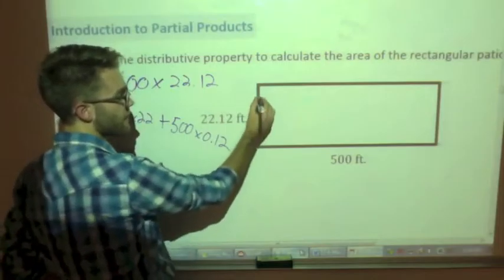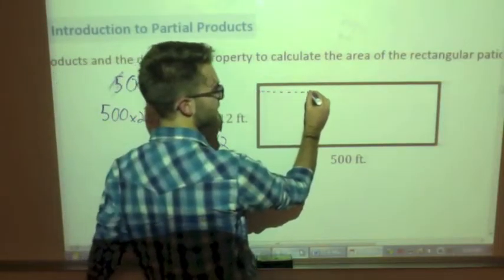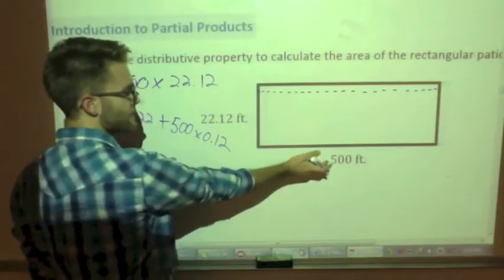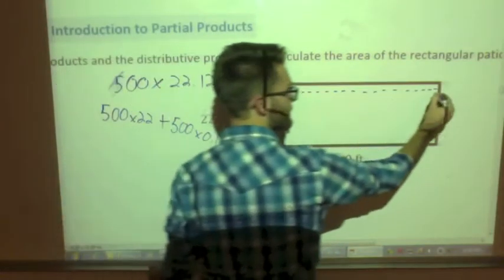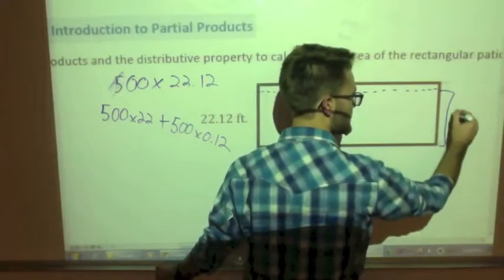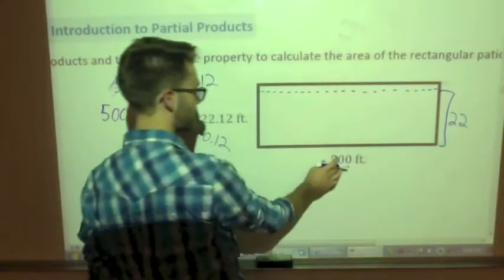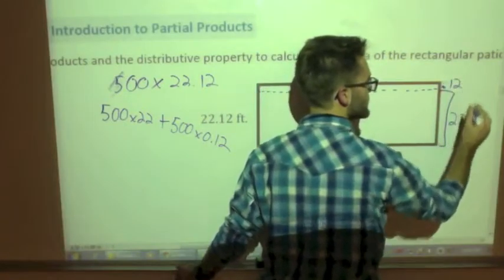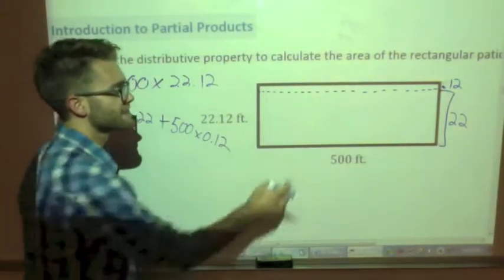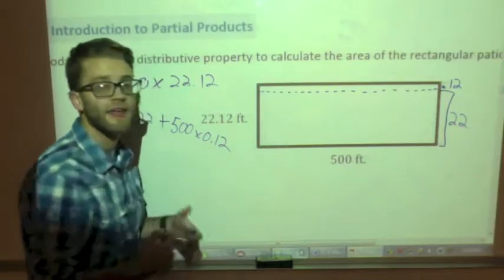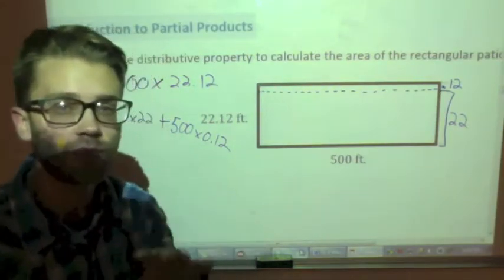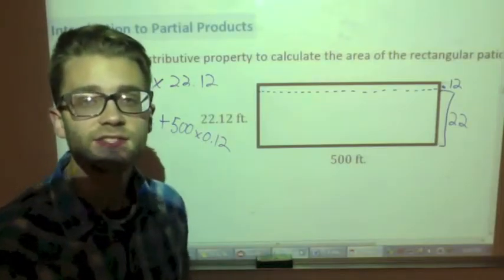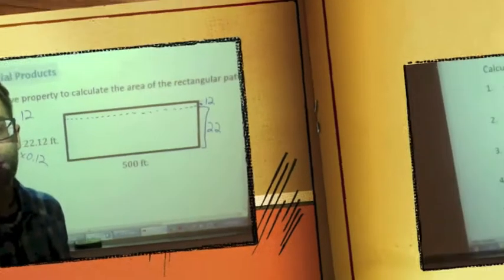So we're imagining something like this, where we split this, so now it's 500 by 22 feet, and also 500 by 0.12 feet. And so that's how this works. It's like you're calculating one area and then the other. We're not going to solve this one. Just go ahead and turn your page and get started right away on the group work when you get there.